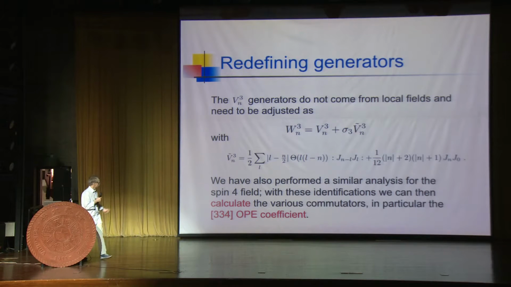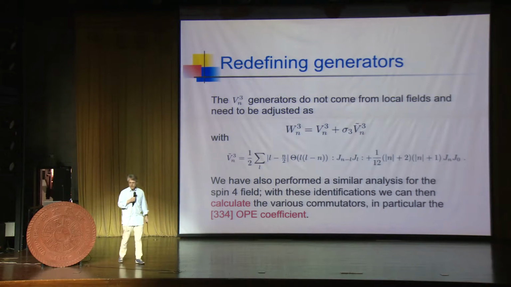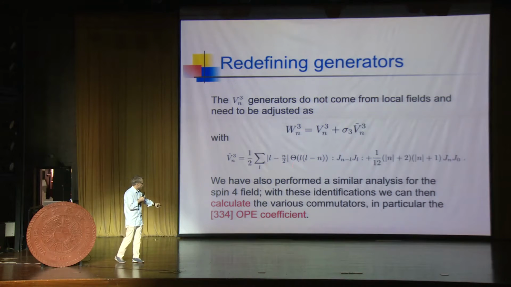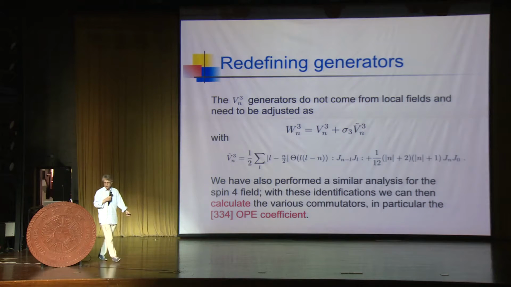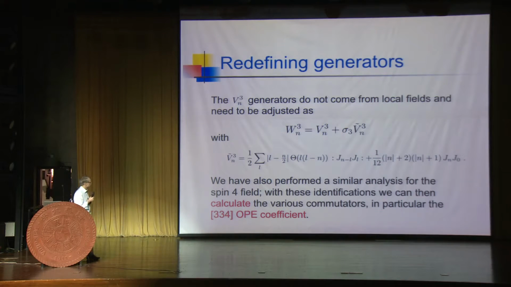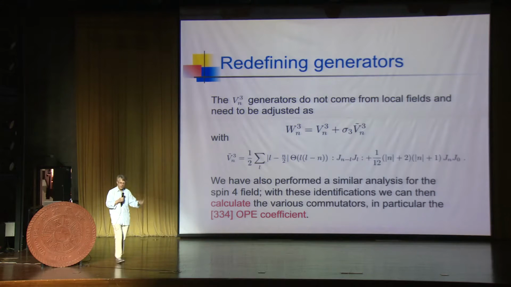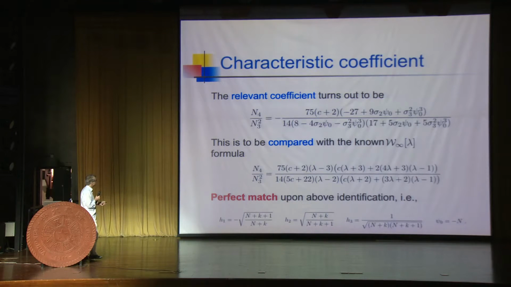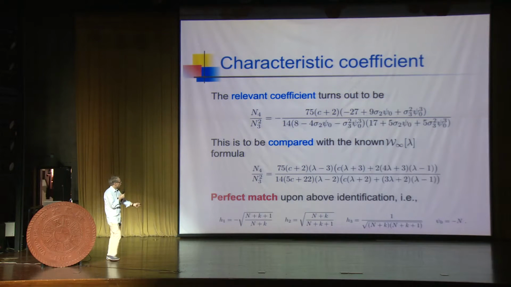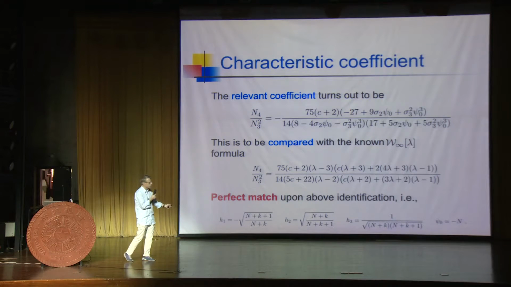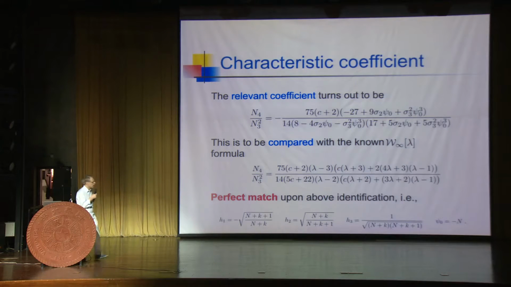So we've done this for the spin 3 field, and we've done it for the spin 4 field. These are somewhat lengthy computations because you have to work out what improvement term or correction term you need in order to make these non-local expressions local. And then once you've done that, you can calculate the operator product coefficient of the spin 3 going to spin 4. And what we find is the value of this parameter n4 over n3 squared. That's how it's expressed in terms of the parameters of the affine Yangian.